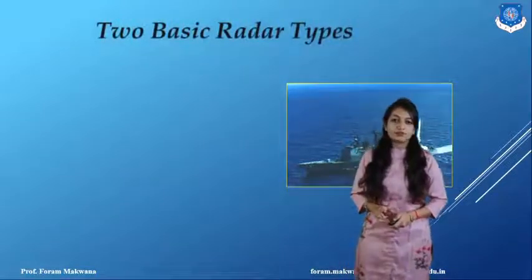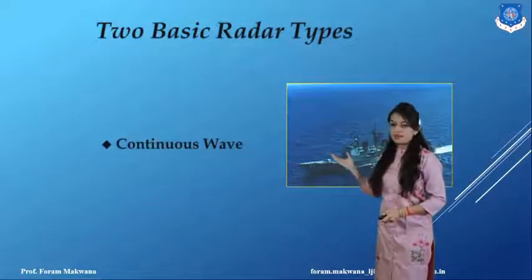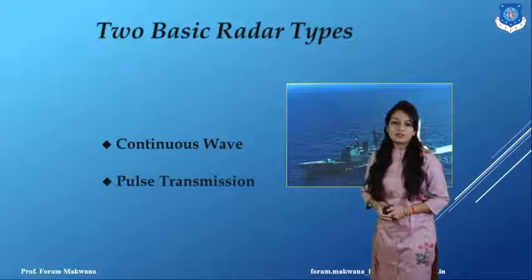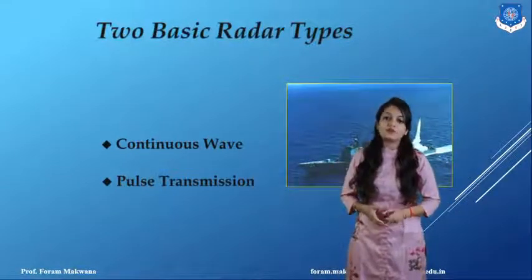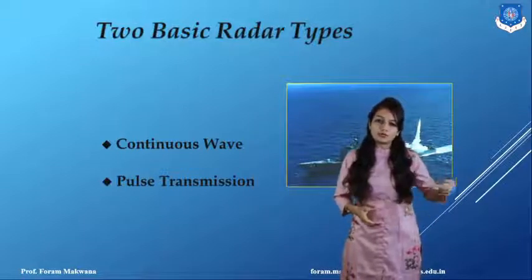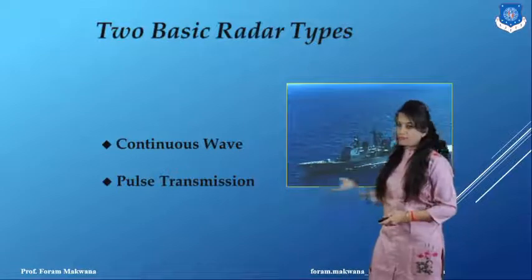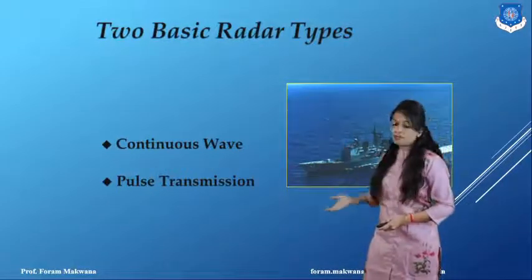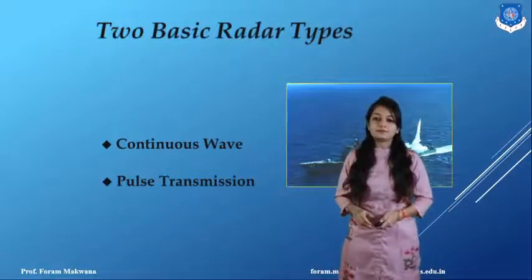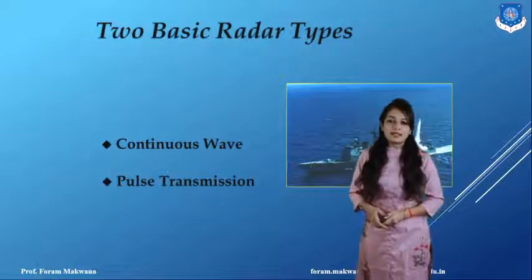Now we all know that there are two basic types of radar. The first one is the continuous wave radar and the second one is the pulse radar. We can say that we transmit either a continuous wave or a pulse. So based on the transmission, the radar can be classified into two categories. So these are the two basic radar types.